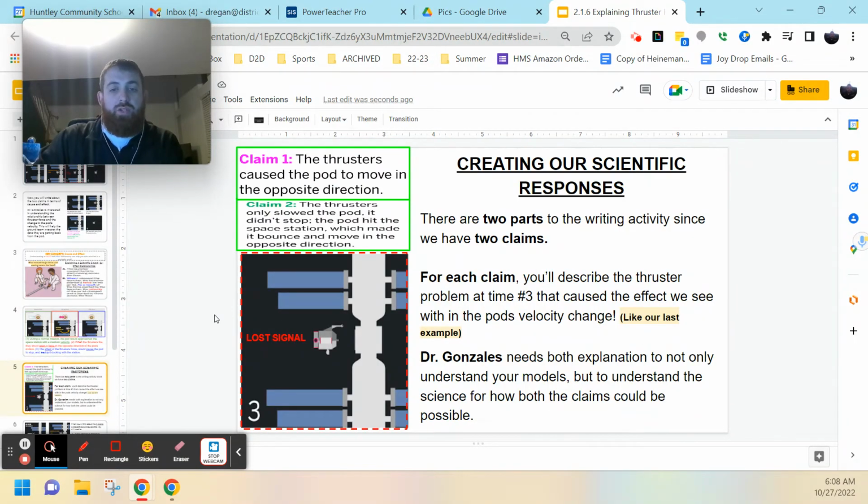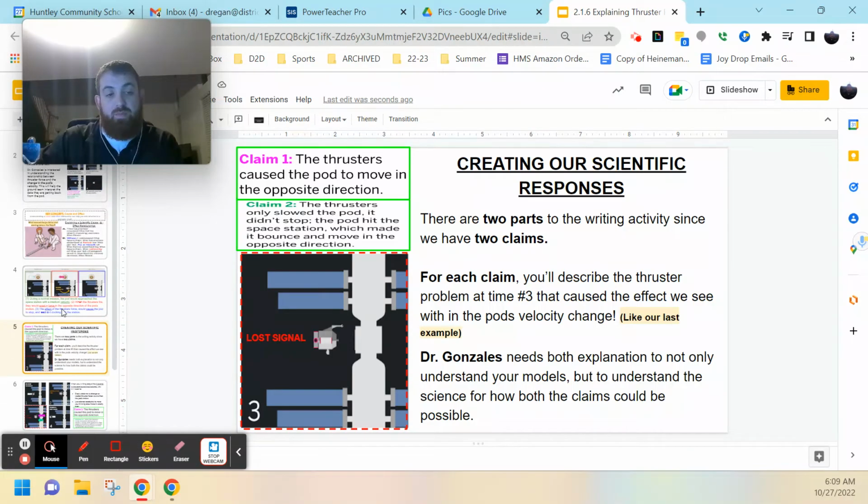So, your job now is going to be to create your own scientific response. There are two parts to the writing activity since we have two claims. For each claim, claim 1 and 2, you'll describe the thruster problem at time 3 in our comic that caused the effect we see with the pod's velocity change, just like the examples we just gave. Dr. Gonzalez needs both explanations to not only understand our models, but to understand the science for how the claims could be possible.